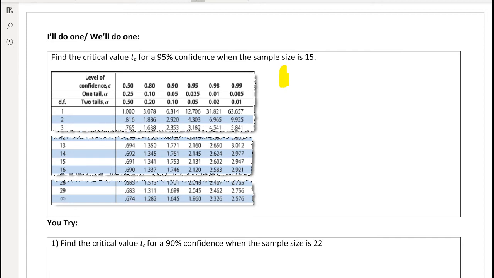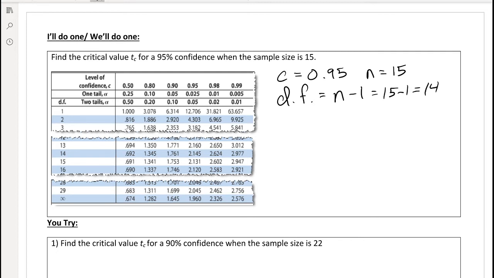Our confidence, whoops, let's get the pen out here. So our confidence level in this problem is 95%, right? And our sample size, n, is equal to 15, okay? Knowing what our sample size is, that tells us that our degrees of freedom, remember, is just equal to your sample size minus 1, which in this case is equal to 15 minus 1, which is equal to 14. That's what your degrees of freedom is. Degrees of freedom is 14 with a confidence level of 95%.